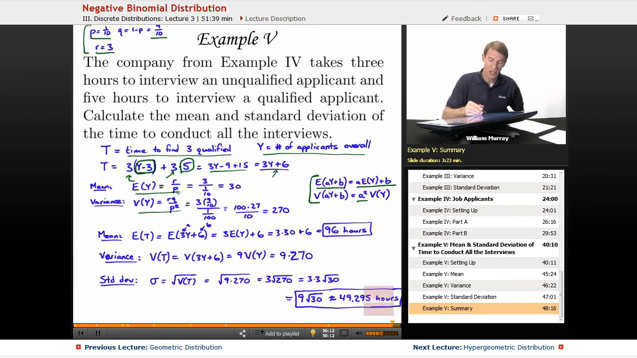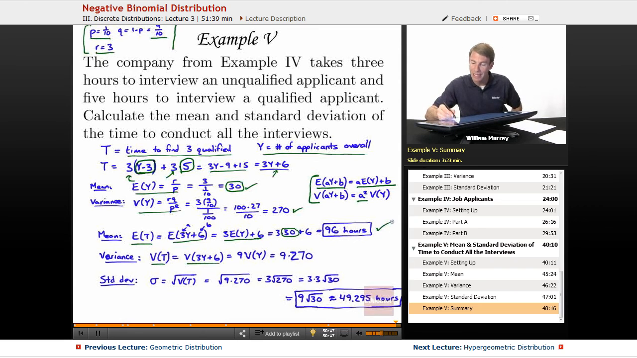These are formulas that I got off, I think, the third slide in this video. So just check back. You'll see r over p, and rq over p squared. And then I just drop in the values of p, q, and r to get the 30 and the 270 here. And then I have to find the mean and the variance of t. Remember, t is 3y plus 6, so that's where I use my old linearity formula. So I drop in 3 times the expected value of y plus 6. That 30 comes from here. And so that's how I get 96 hours.